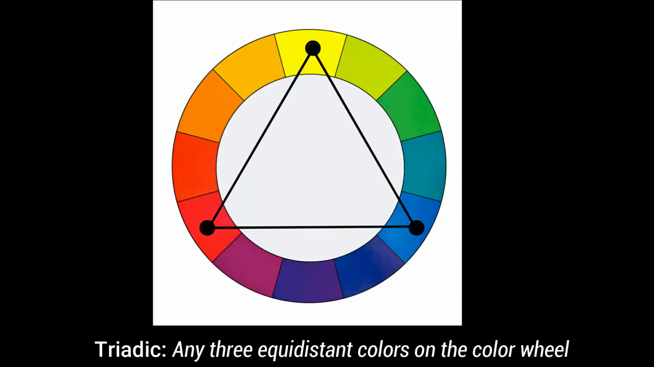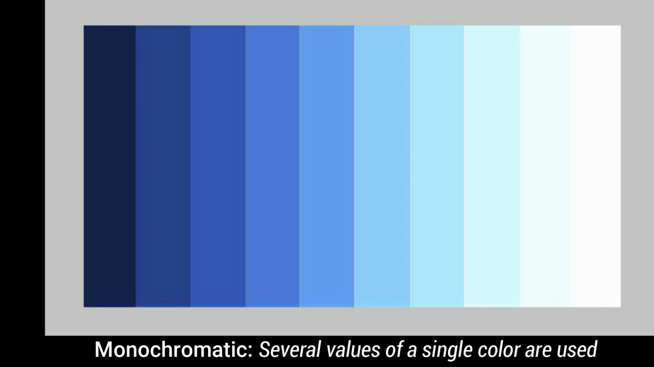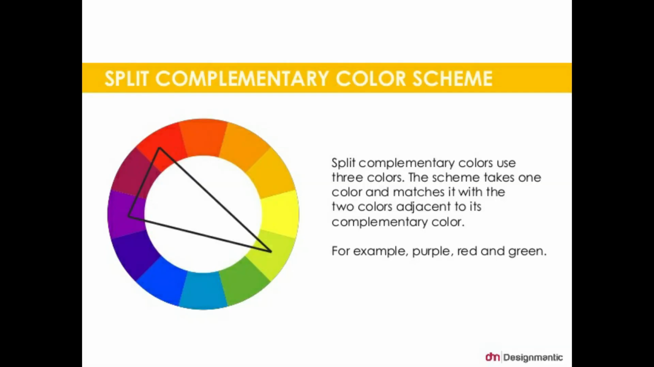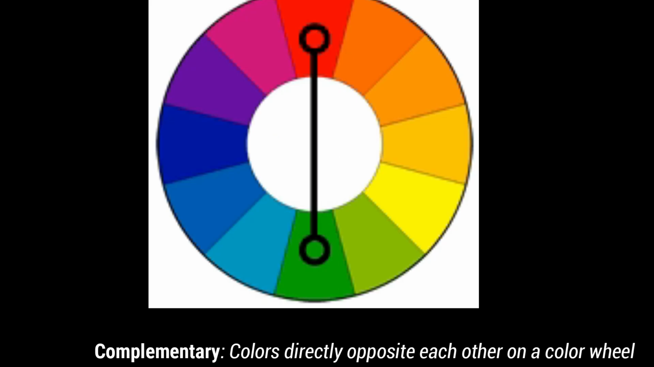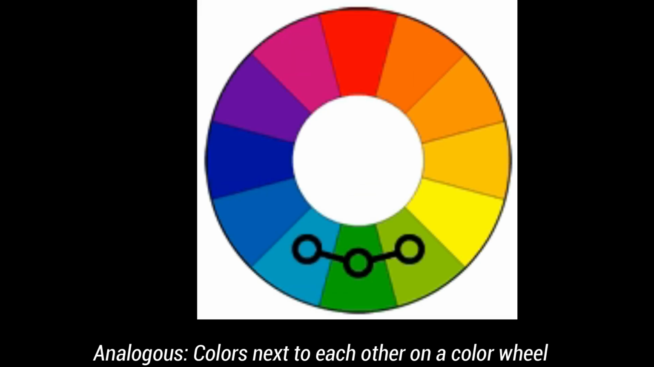Triadic is a color scheme where any 3 equidistant colors from the color wheel are used. Monochromatic colors are different values of a single color. Split complementary consists of any color and 2 colors adjacent to its complement. And a complement is a color opposite another color. So the complementary color scheme is any 2 directly opposite colors. Analogous colors are colors which are next to each other on the color wheel.